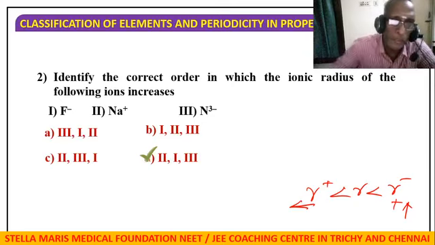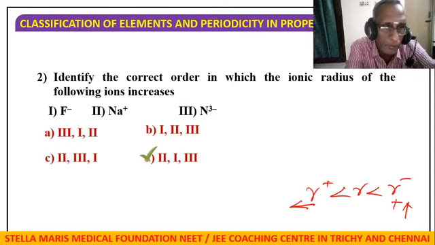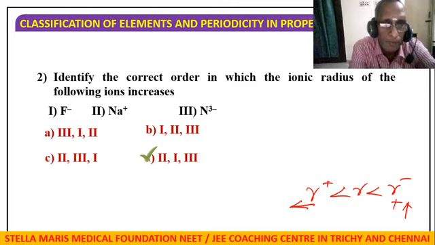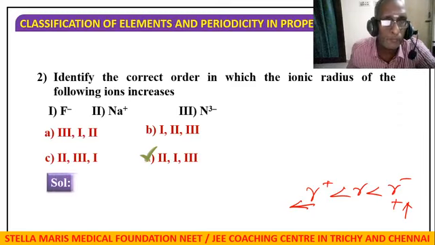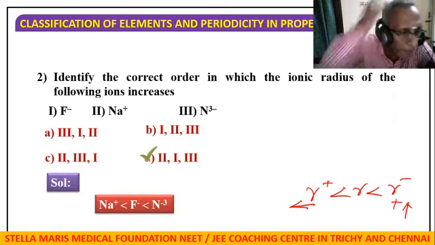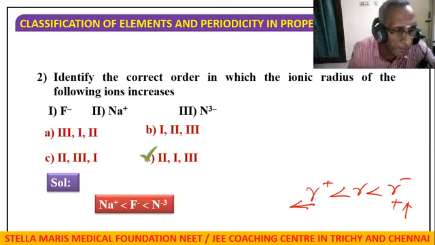So here, if you look at the choices, your eyes will be blurred: 1, 2, 3, 1, 2, 3, 2, 3, 1. You have to forget the choices. Read the question and try to answer within the question. Then you can easily arrive at the choice. So Na+ < F- < N3-. Any doubts?